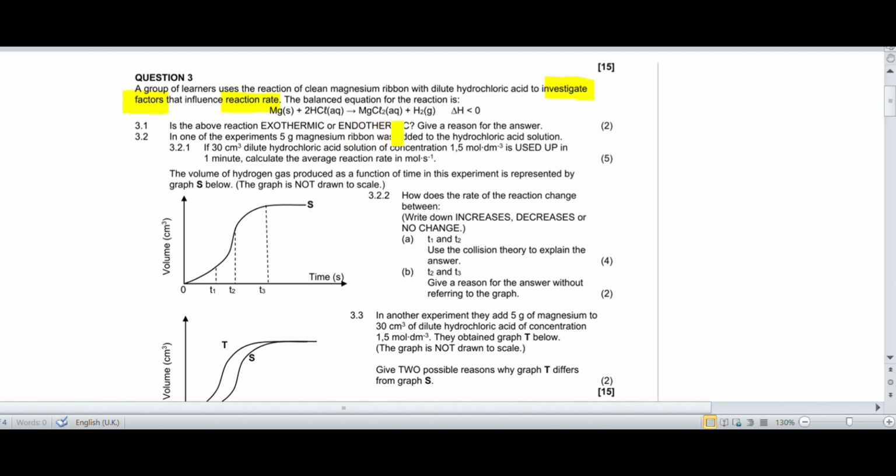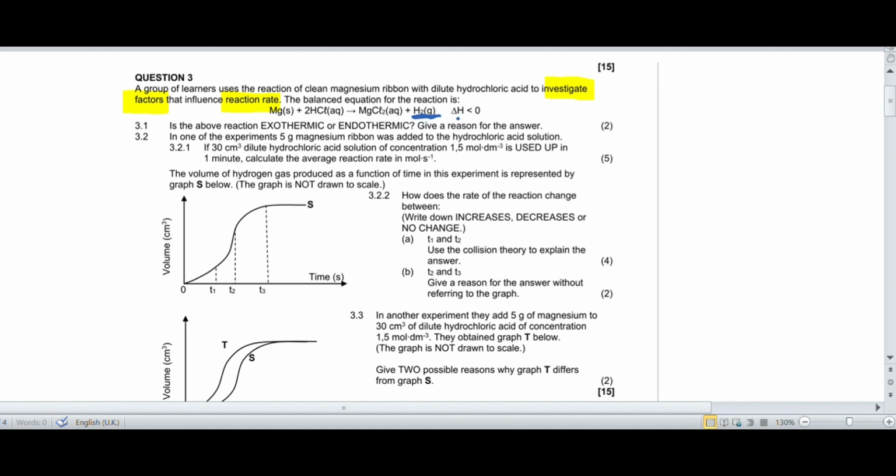Then we get magnesium chloride and hydrogen, which is a gas. Now since it is a gas, we can collect it by using the syringe. So the apparatus we can use is a syringe.